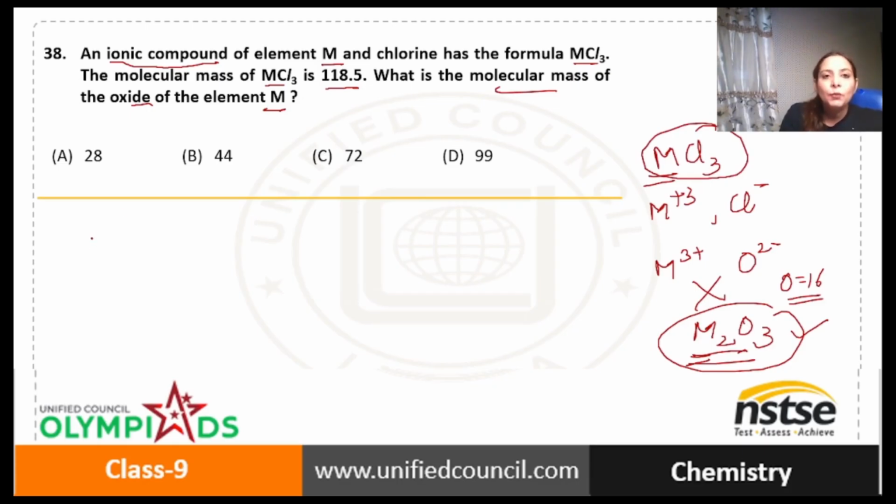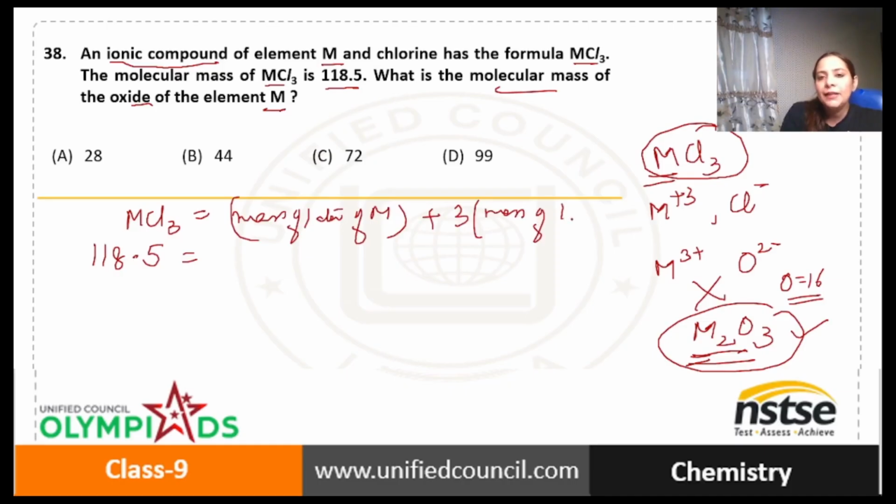Here it is given that the molecular mass of MCl3 is 118.5, and the way of calculating the molecular mass of MCl3 is mass of one atom of M plus 3 into the mass of one atom of chlorine. This is how we find it. Here the molecular mass is already given, and this we need to find. For chlorine, we use 35.5. If you solve for it, X will come out to be 12.